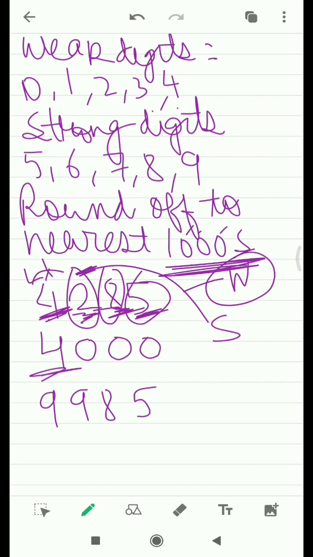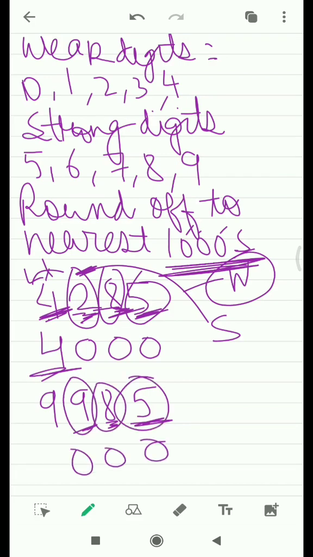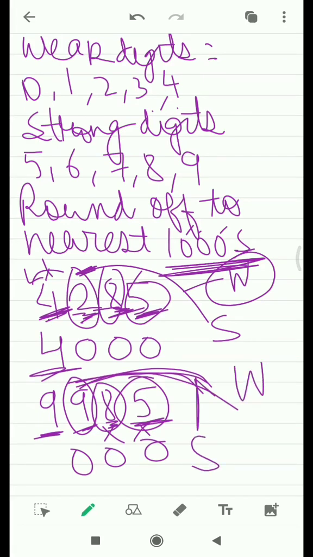कमिंग टू द नेक्स्ट नंबर, अगेन राउंड ऑफ टू नियरेस्ट thousands. So we want these 3 digits on the right side to become 0. They have to become 0. 0, 0, 0. Now look at this 9. The digit which is close to this number. Look at that one, not at this 8 or 5 for weak or strong. Look at this 9. Okay? Whether it's weak or strong, it is strong.